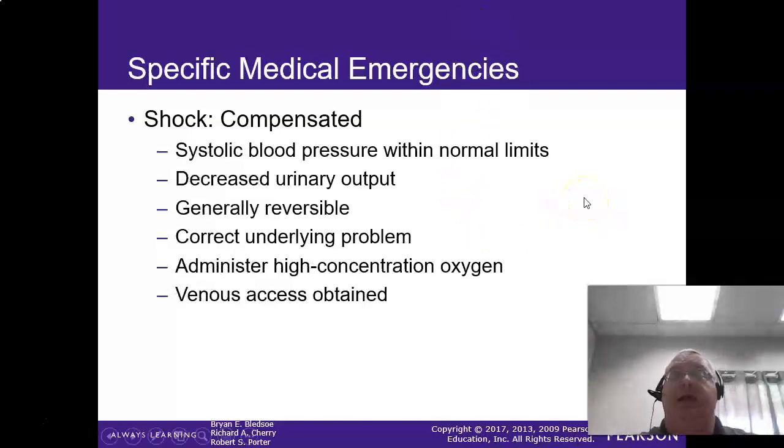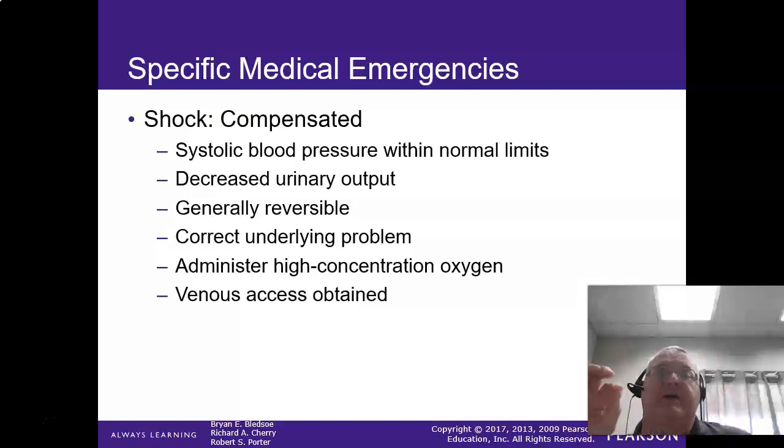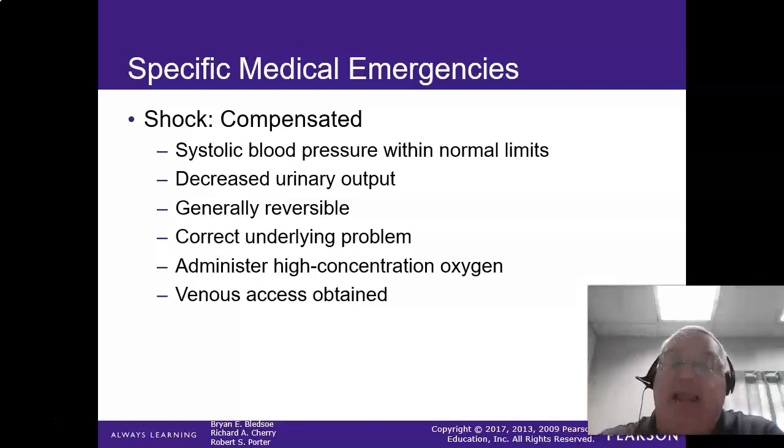So again, compensated shock, blood pressure still normal. By the way, the way we tell the lower end of the blood pressure: take their age and double it, and then add 70. That should be the lower end of their systolic blood pressure. So for a 5-year-old, double the age, 10, add 70. So the lowest systolic blood pressure that they should have is an 80.